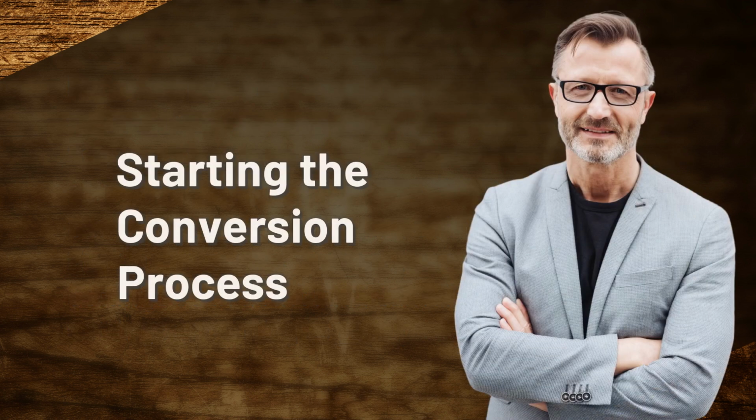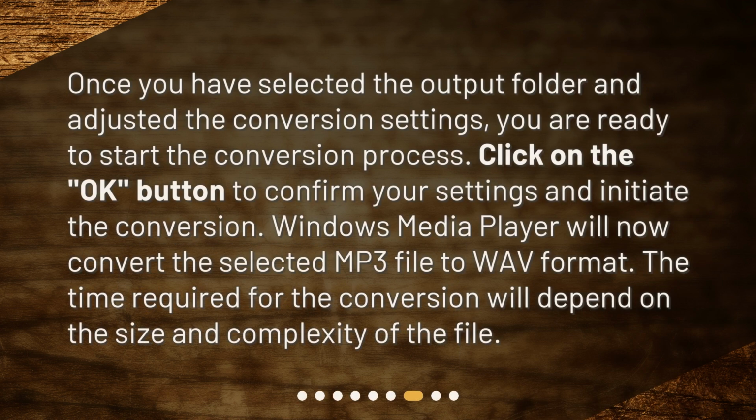Starting the conversion process. Once you have selected the output folder and adjusted the conversion settings, you are ready to start the conversion process. Click on the OK button to confirm your settings and initiate the conversion. Windows Media Player will now convert the selected MP3 file to WAV format. The time required for the conversion will depend on the size and complexity of the file.